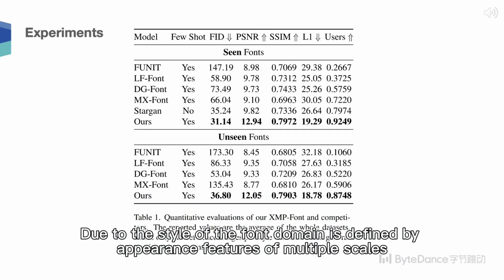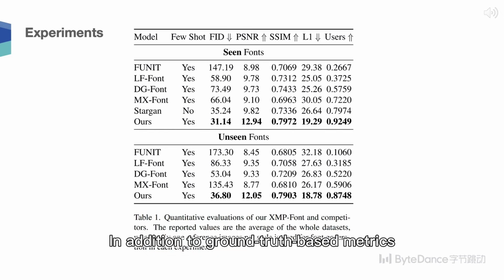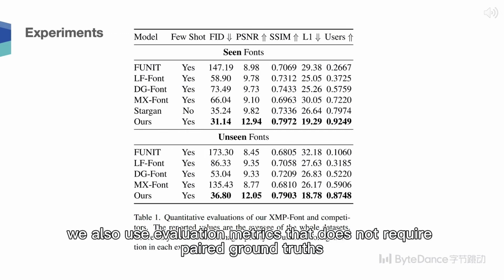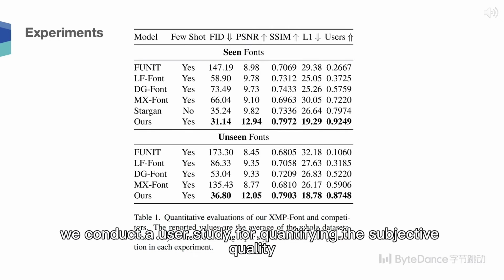Due to the size of the font domains defined by the appearance features of multiple scales, measuring the visual quality with a unified metric is a challenging problem. In addition to ground truth-based metrics, we also use evaluation metrics that do not require paired ground truths. Other than the objective metrics, we conduct a user study for quantifying the subjective quality.